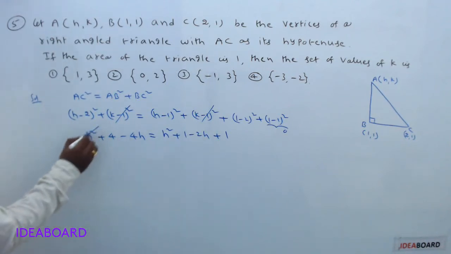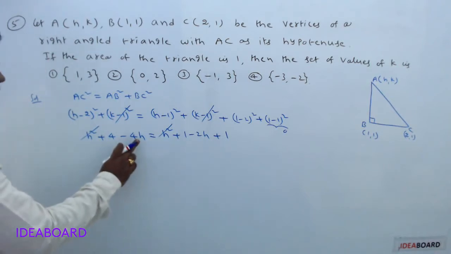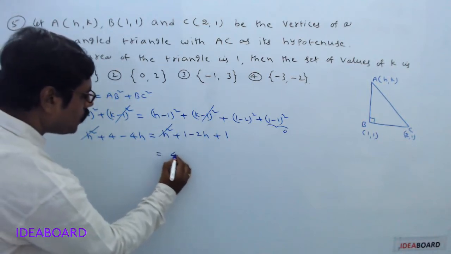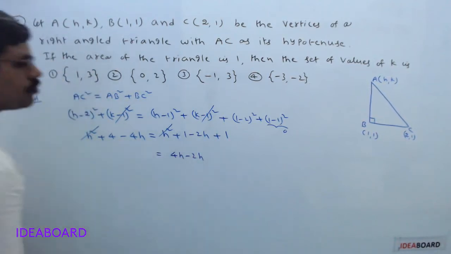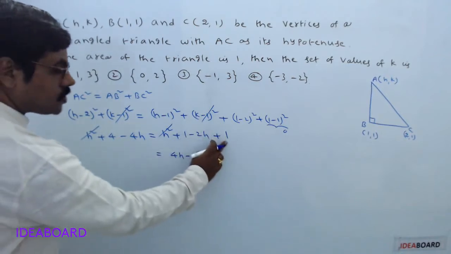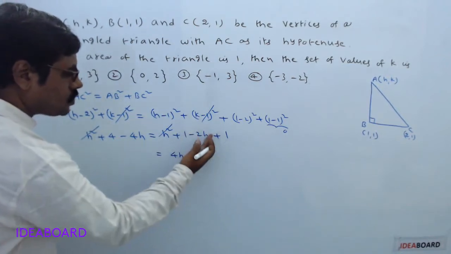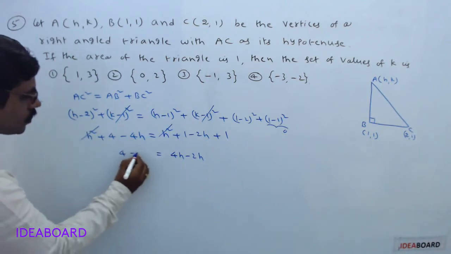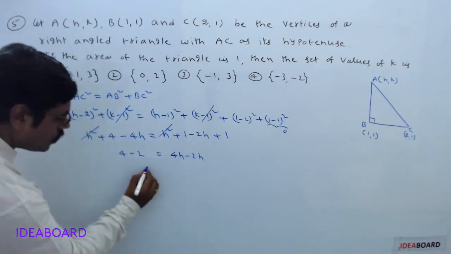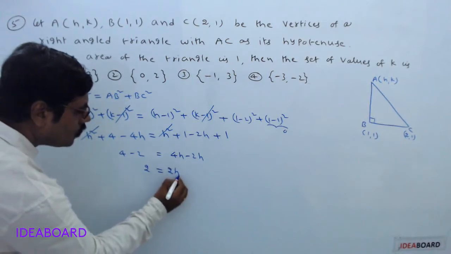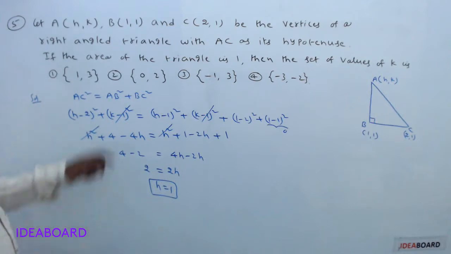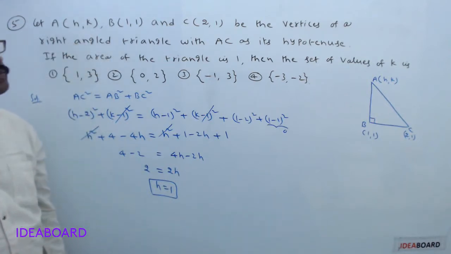Now here again on both sides h square term will be cancelled. Bring this minus 4h term from LHS to RHS. It will be plus 4h minus 2h. This is 1 plus 1, 2. Bring this plus 2 from RHS to LHS. Already in LHS part 4 will be there. 4 minus 2. So it is 2 equals 2h. h value is 1. But we need the value of k.